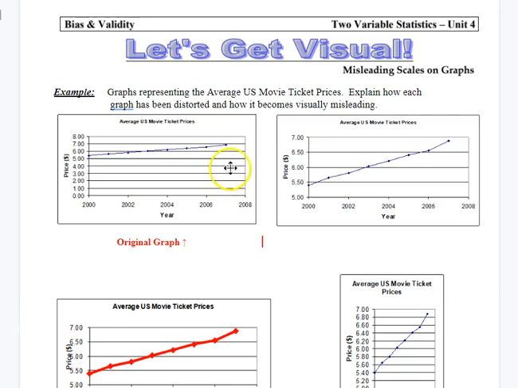So in your notes, you have a sheet called Let's Get Visual, and we're going to be looking at all of the different ways that graphs can change your perception. So this is the original graph of the average movie ticket price. And this is the second graph we looked at, where they changed the scales. So what you're going to write is that this graph is biased. The increase has been accentuated by not starting the scale on the y-axis at 0. This happens a lot. And remember, graphs do not have to start at 0. But if they don't start at 0, you are possibly misleading your viewers.